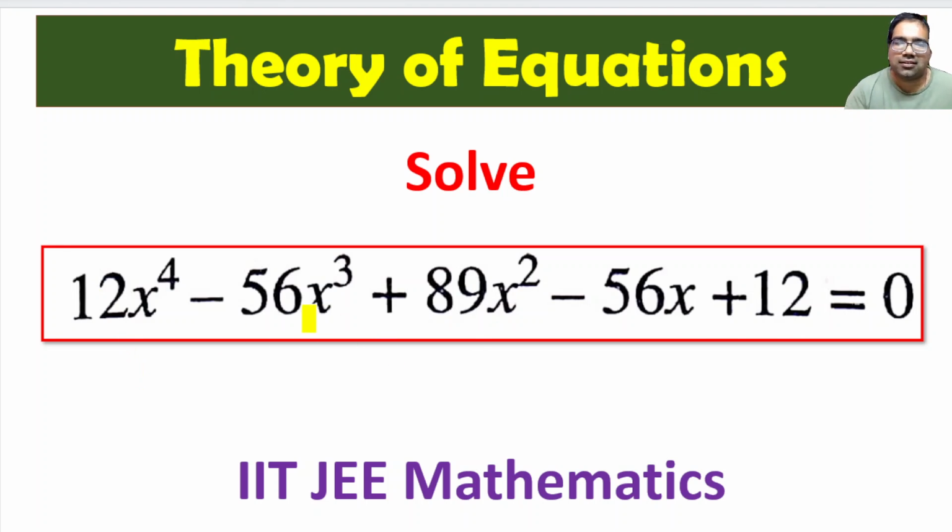If you see, there is some hint here. What is the hint? There is some similarity in this expression. See, there is 12 here, there is 12 here, there is minus 56 here, there is minus 56 here, and there is 89 here. Basically, for this 89, the left side and right side are similar. This expression is actually symmetric. Let us try to exploit this similarity.